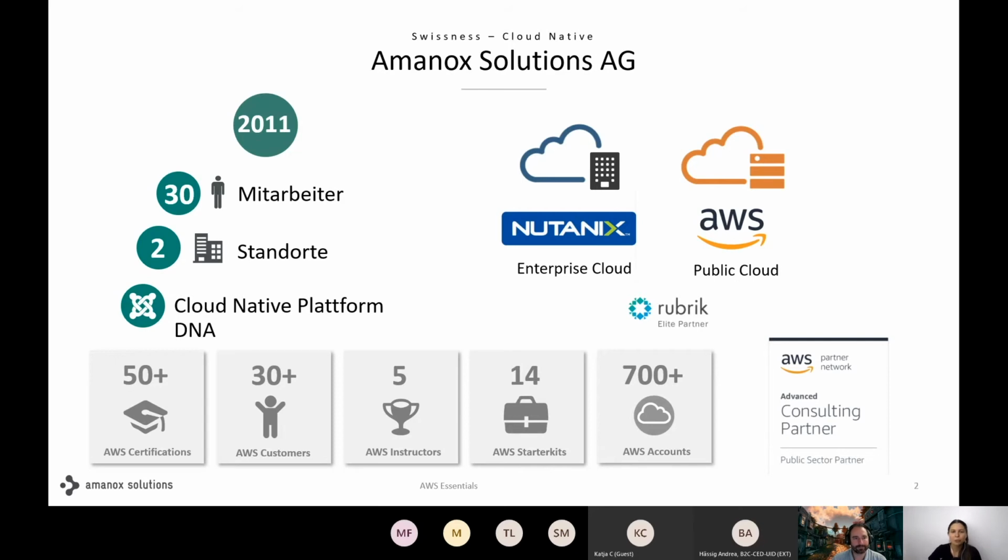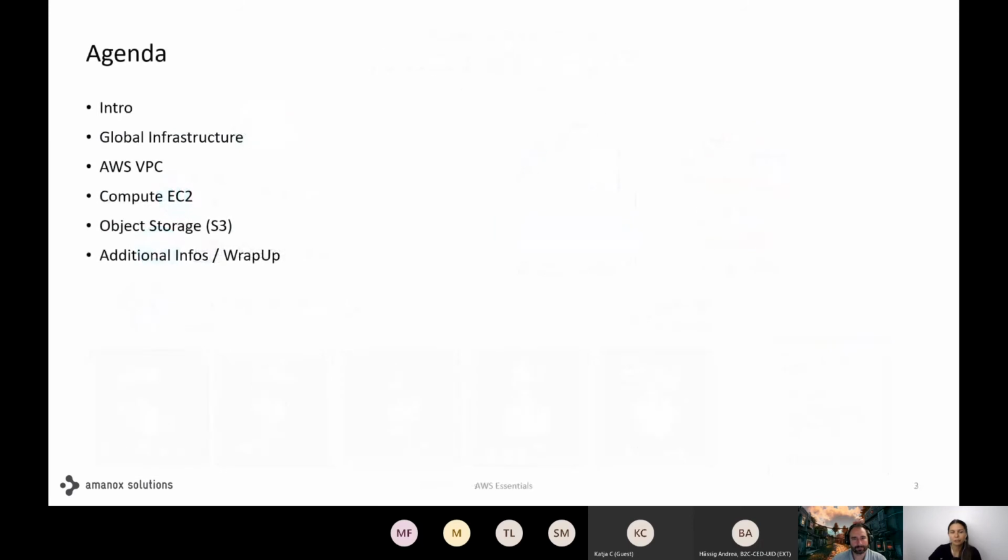And now we're going to move forward with the agenda of today. I'm going to do a short intro, and then we're going to discuss the AWS global infrastructure. Then for today, I chose three of the base services available in AWS, which are the VPC, the EC2, and S3. So we're going to see together an overview of these three services. And at the end, I'm going to give you some additional information that might be useful for you.